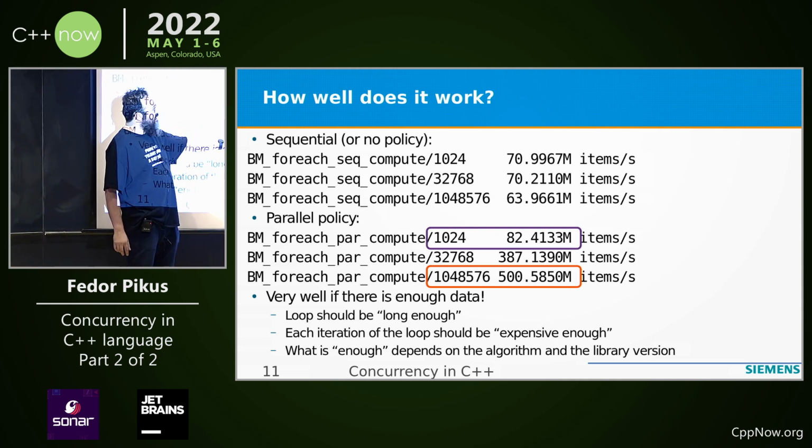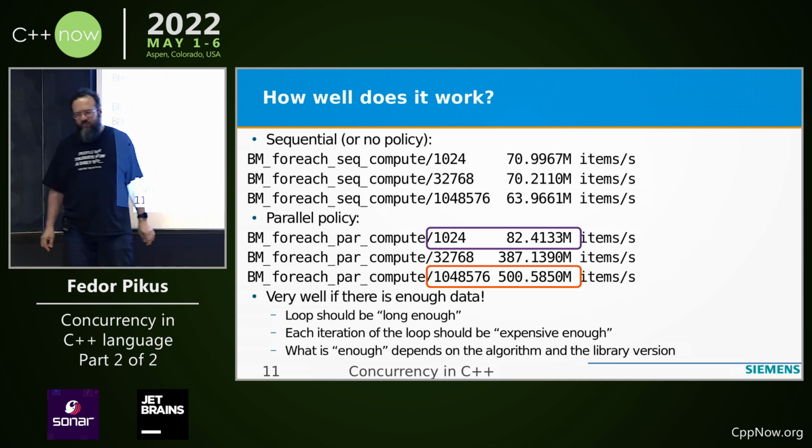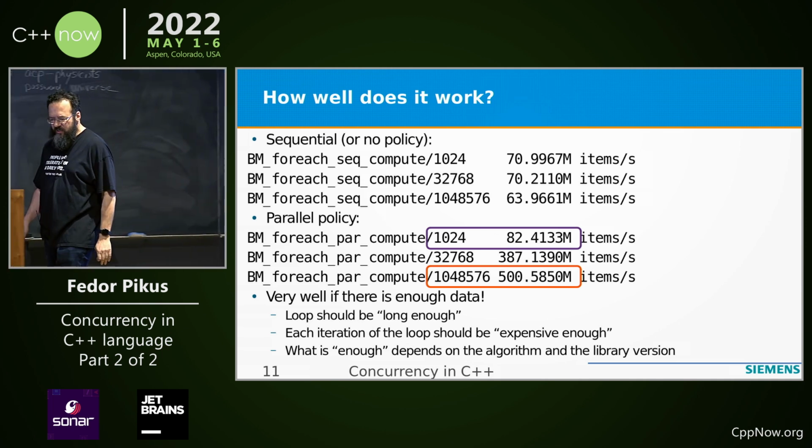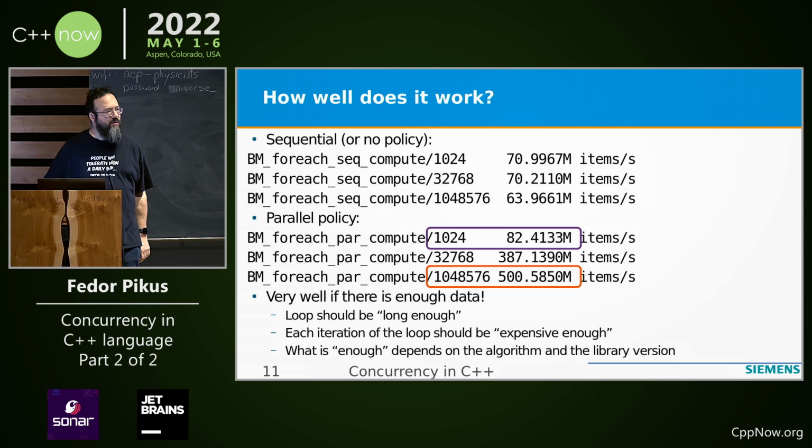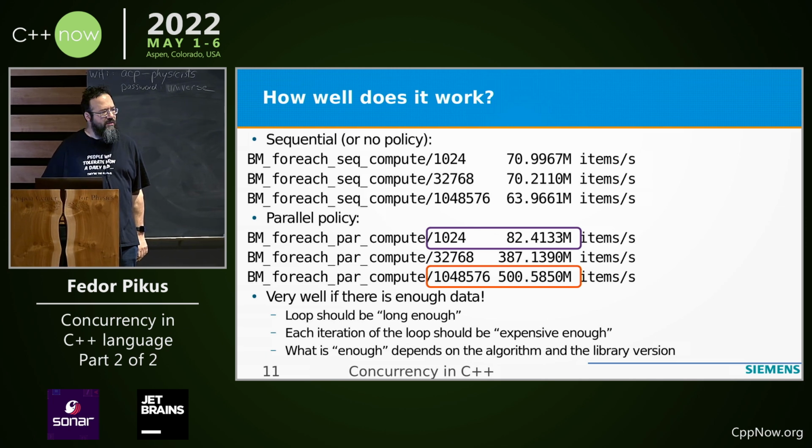Give it enough data, and it's spectacularly effective. What's enough data depends on the algorithm and the data, how much computation you do. Does it actually create, I mean, if you did a look for the thread ID inside that for each, would you get different thread IDs? Yeah. I haven't tried, we can try.